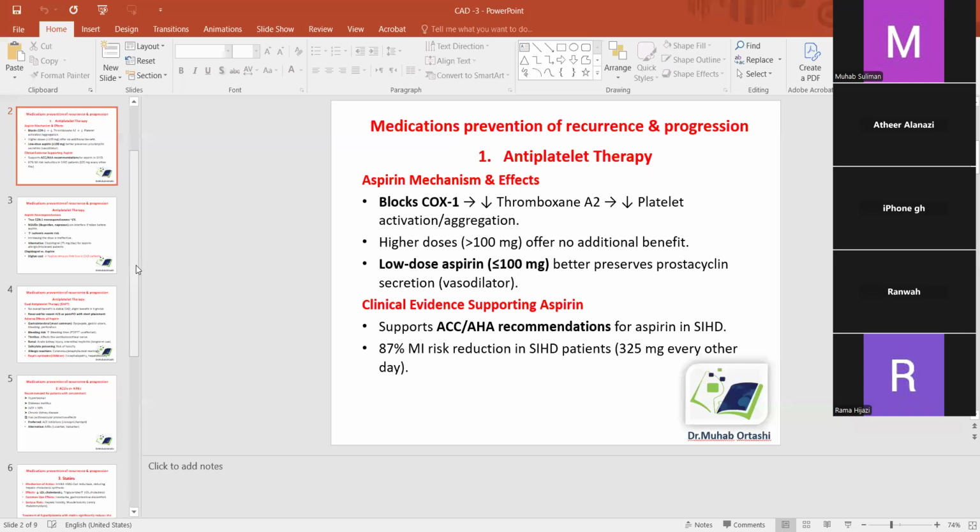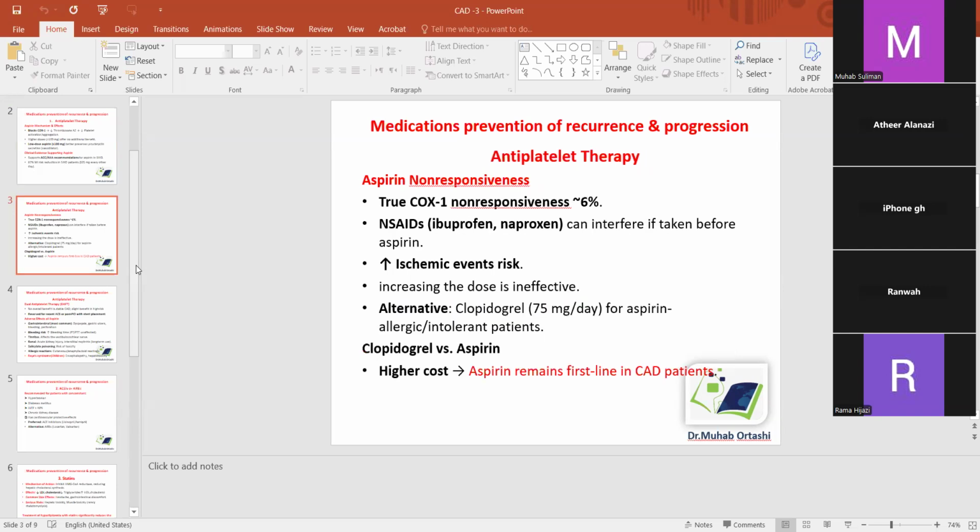يبقى the most effective, the most recommended dose is a low dose of aspirin, and no additional benefit from increasing the dose. It's recommended by ACC and AHA, and it decreases the progression of the disease to myocardial infarction in stable ischemic heart disease by up to 87%. وبالتالي it is very effective and very important for a patient with stable angina or stable ischemic heart disease.